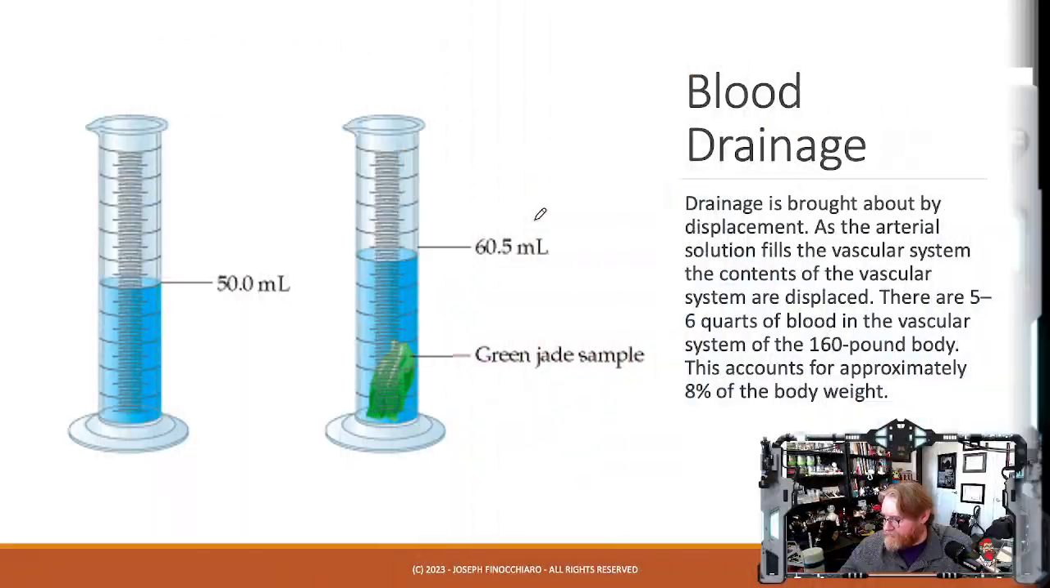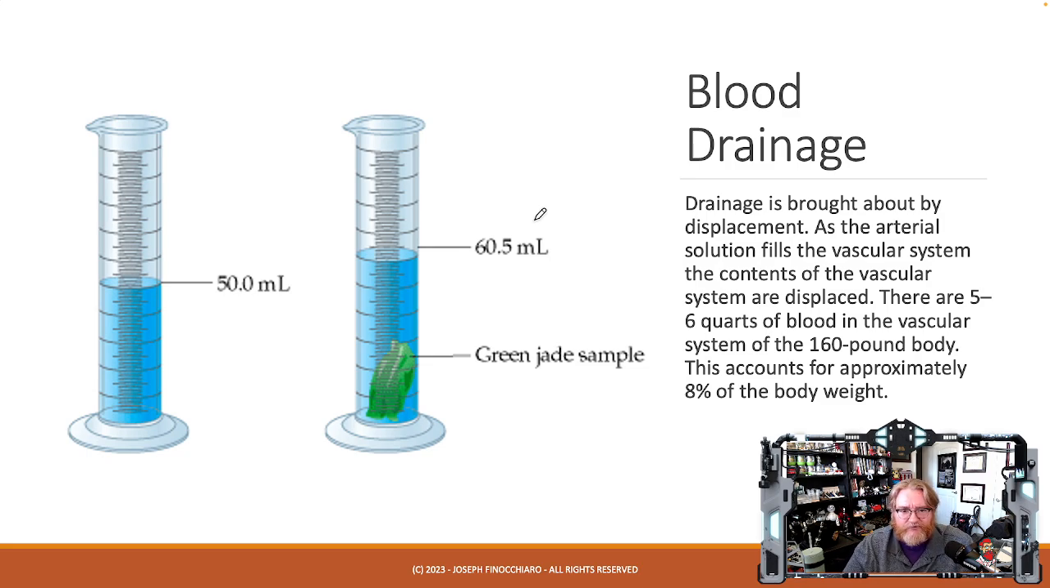So deep breath. Let's talk about drainage. Drainage is brought about by displacement. As the arterial solution fills the vascular system, the contents of the vascular system are displaced. There are typically 5 to 6 quarts of blood in the vascular system of a 160-pound body, and this accounts for approximately 8% of body weight.